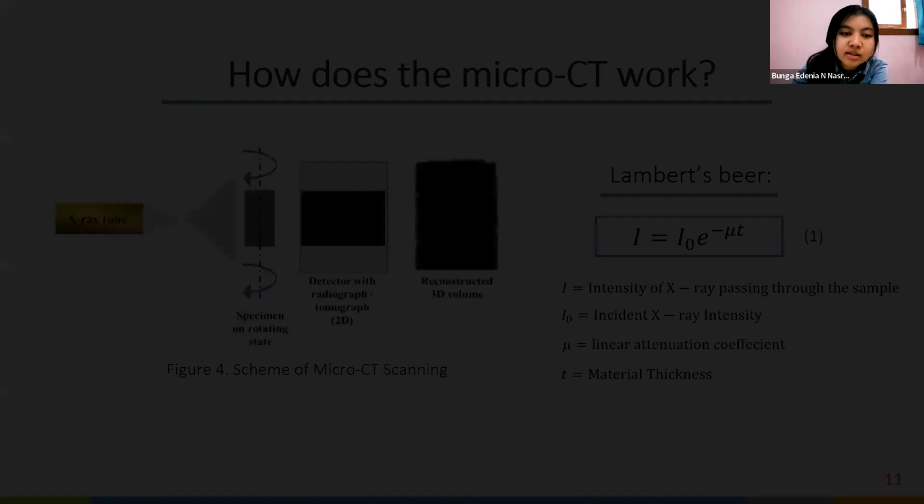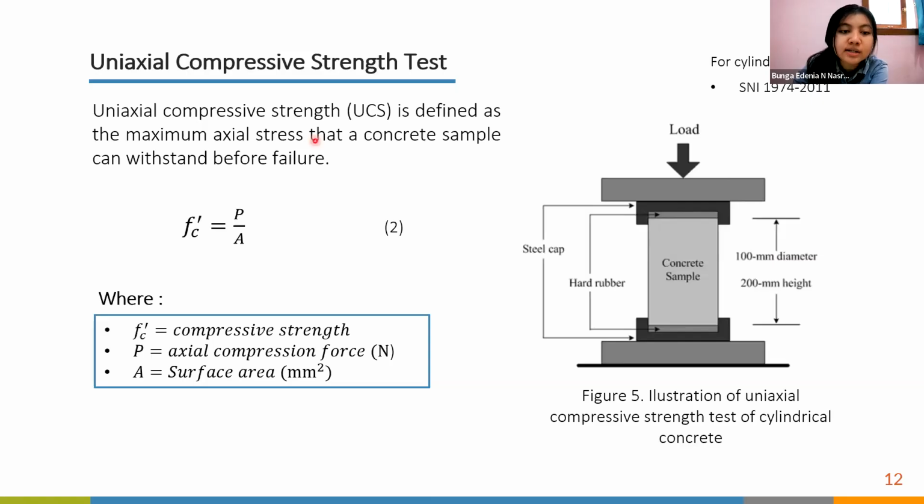To obtain the uniaxial compressive strength, the uniaxial compressive strength test will be carried out in this research. It is defined as the maximum axial stress that a concrete sample can withstand before failure, obtained by dividing the axial compression force by the surface area. This is the illustration of uniaxial compressive strength of cylindrical concrete, as shown in figure 5.